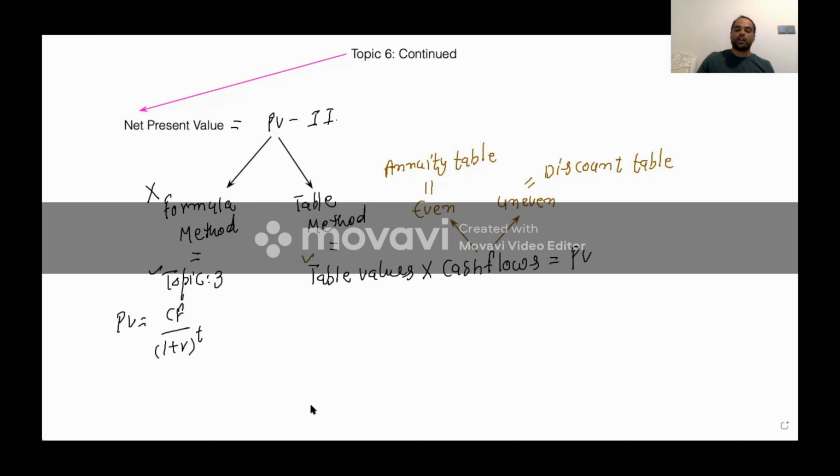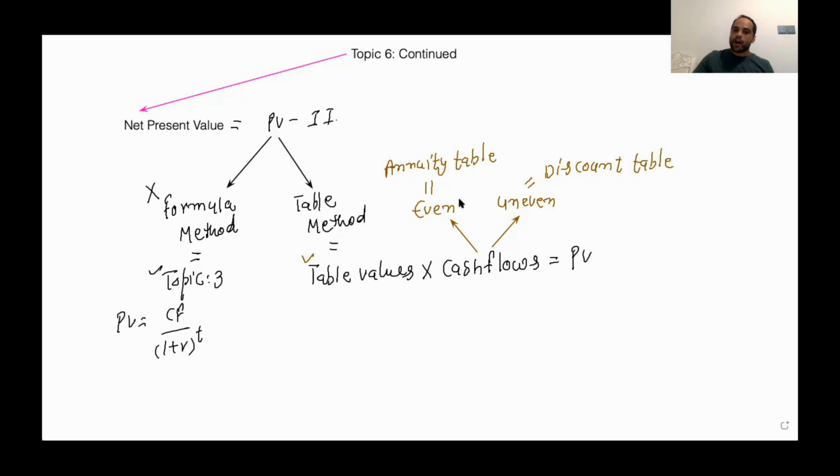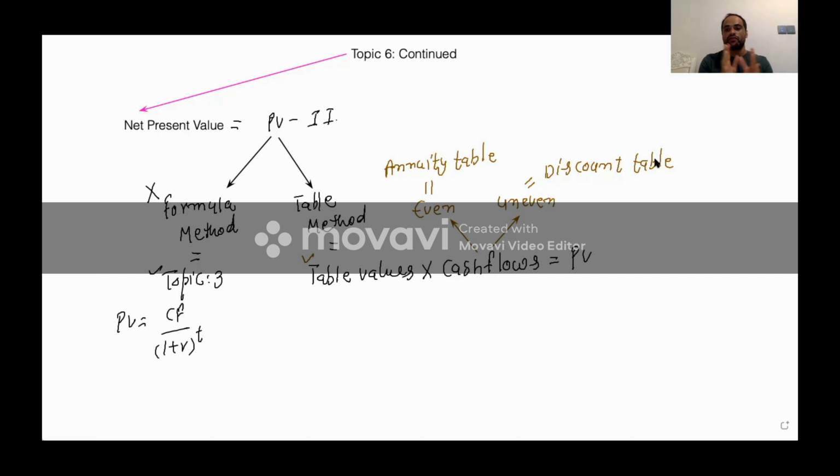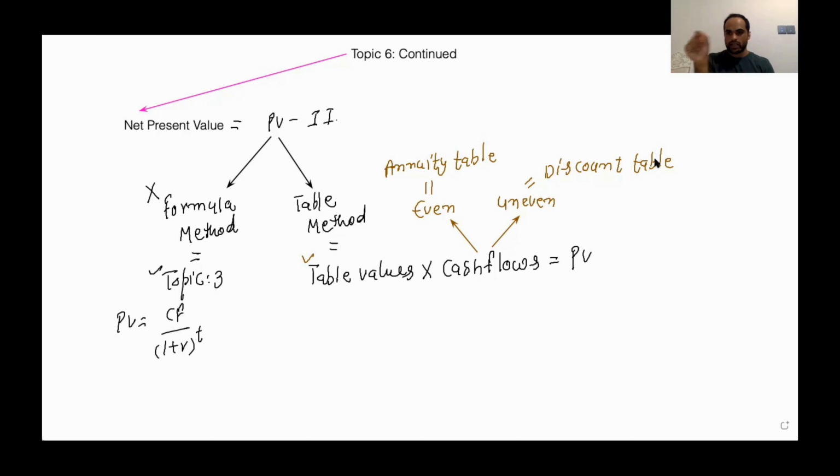Okay. Now, how to understand which table is the annuity table and which table is the discount table? Normally, it's written on the top of the table. If you open the table, you will see that the heading of the table is annuity or discount. But of course, you need to know, not just simply by looking at the headings to find out this is annuity and this is discount.